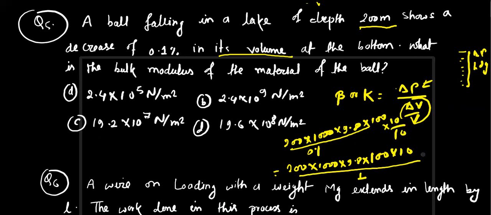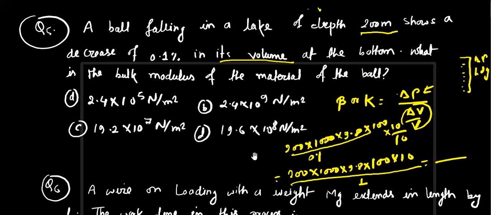So on multiplying we'll get a particular answer. I think its answer might be D or C. So it is your work, so find out its value and please write it in your comment box, so that we can make the judgment whether that answer is correct or not. Okay, so this is all about the solution of question number 5.